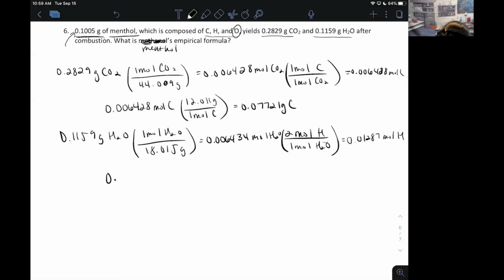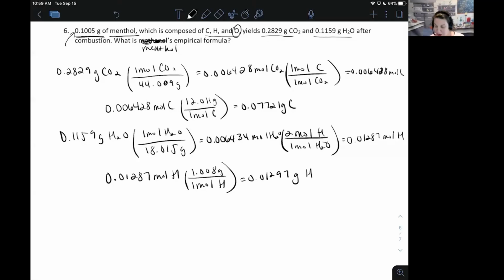And then we're going to do the same step where we go from moles of hydrogen into grams of hydrogen. So 1 mole of hydrogen atoms has a mass of 1.008 grams, giving us a total of 0.01297 grams of hydrogen. Now that we have our grams of each species, we are going to be able to subtract it from our grams of our sample to get our grams of our oxygen.